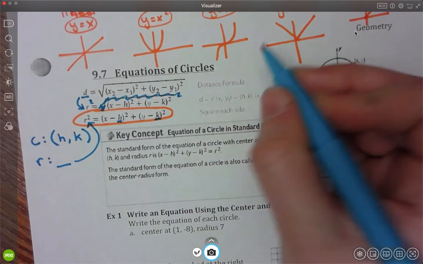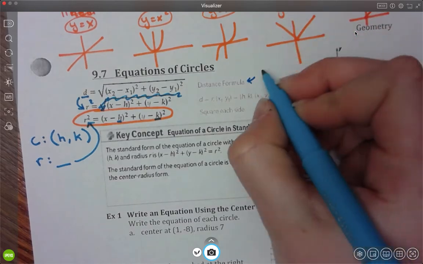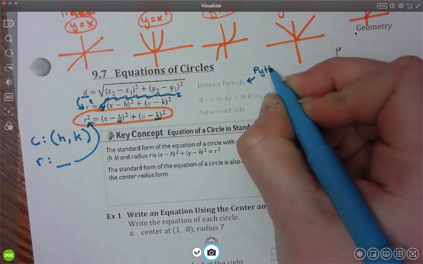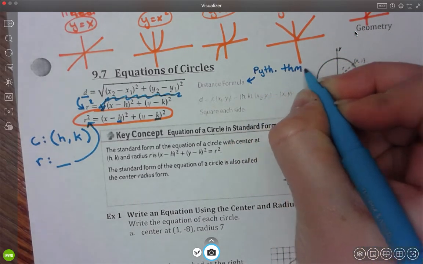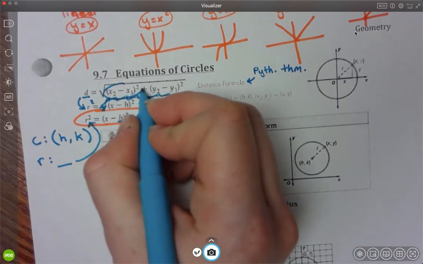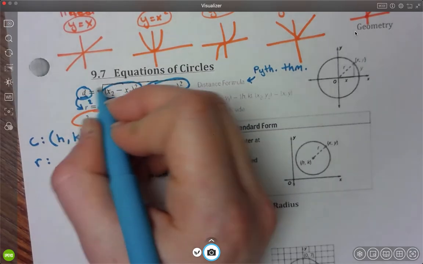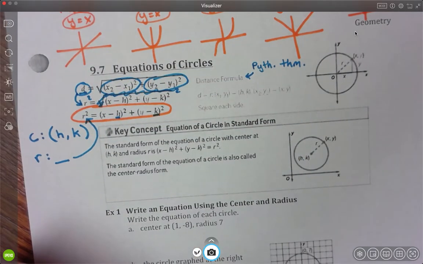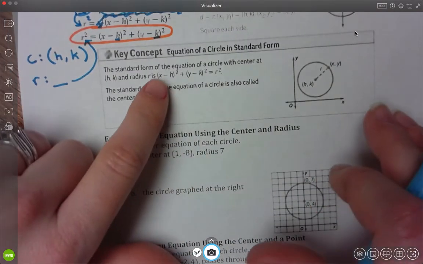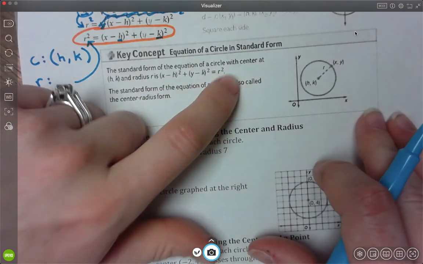And with the distance formula, I always think back to the Pythagorean theorem. This is like your a squared, this is like your b squared, and d is really your c squared, and you take the square root to get just d. So a squared plus b squared equals c squared. Standard form of a circle: x minus h squared plus y minus k squared equals r squared.